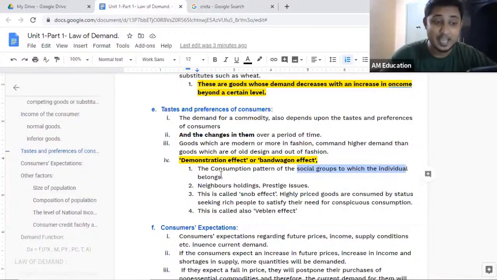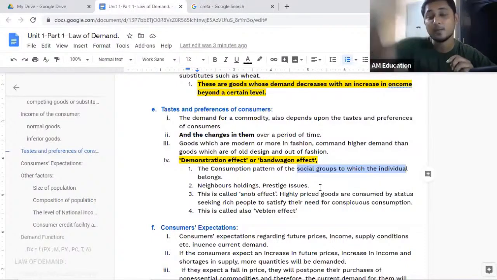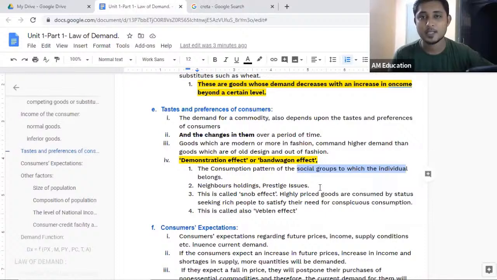See, neighbors' holdings are prestige issues. I bought a PlayStation because I saw it in my neighbor's house. Seriously, I'm telling you. When I was in 7th or 8th class, I bought a PlayStation because the neighbor kid had a PlayStation and he was not allowing me to play. So I begged my mom for a PlayStation and she gave me one. It's a different thing that I stopped playing after that. But still, he has a PlayStation, I also want a PlayStation.